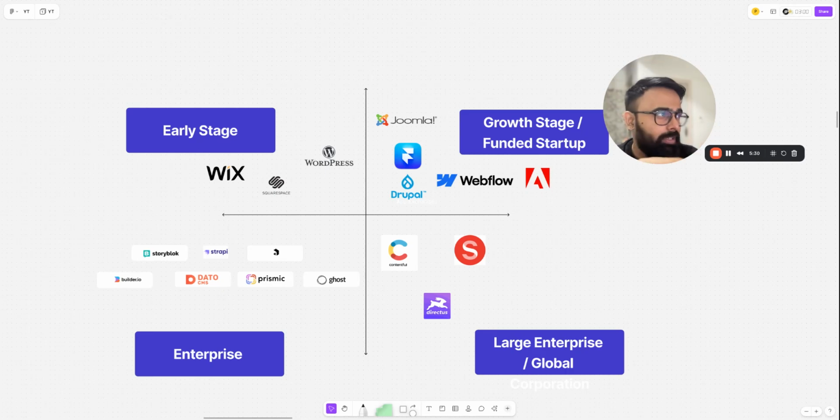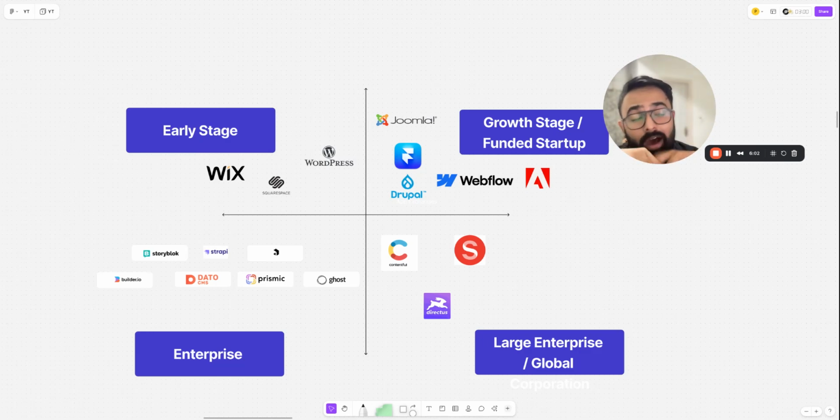They were at a very early stage. Now, when you look at a funded stage or a growth stage, you'll be looking at a Webflow or Joomla or Adobe or a Drupal, a lot of them. Now, when you become an enterprise, this is a time when I have enough in my pockets. I've seen the market. I know what the market is like. Now I can invest in the tech. So you invest in a headless CMS. This is exactly where things like Storyblok, Builder.io, Strapi, a lot of them come up.